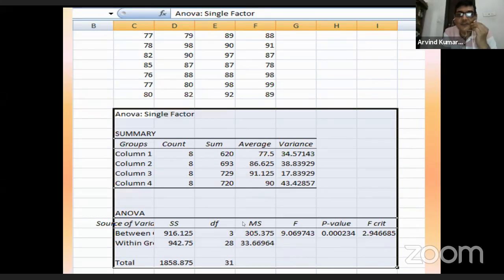So what we are observing is that the calculated value, that is 9.07, is very much higher than 2.94, that table value. F critical stands for the table value. One can find this table value by looking at degrees of freedom 3 and 28. At 3 and 28, the value will be 2.94 at the 5% level. So we are getting a very large difference among the mean values, that is, the pressure mean values.